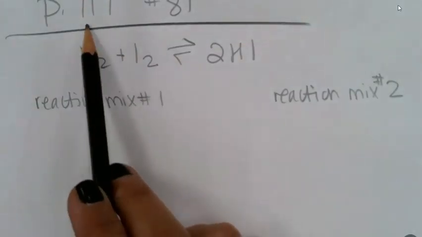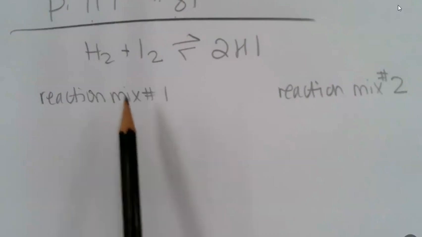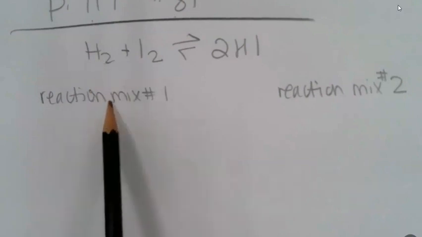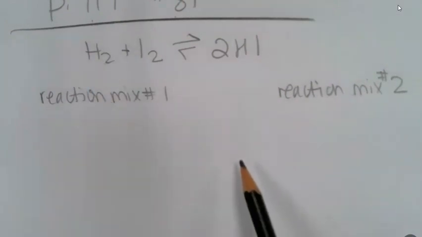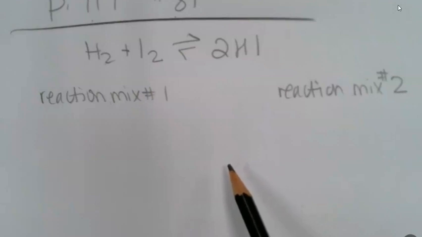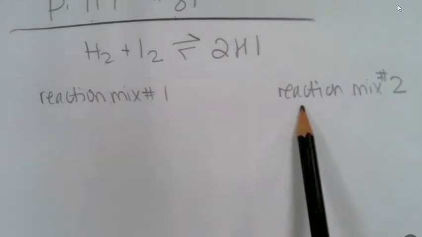So page 717, number 81. Here's the reaction. We just read it. We've got two reaction mixtures. Okay, so what are we working on? We want to know what the partial pressure of HI will be when the second one goes to equilibrium.